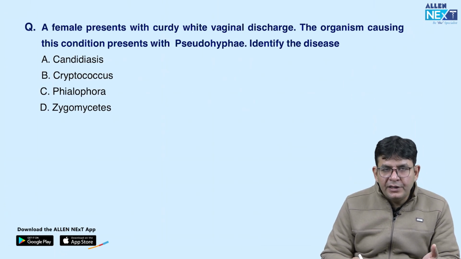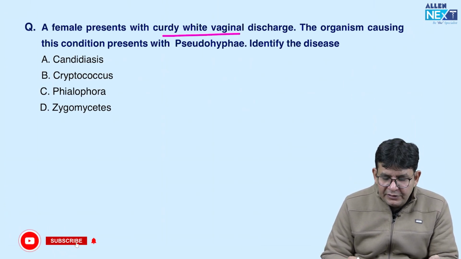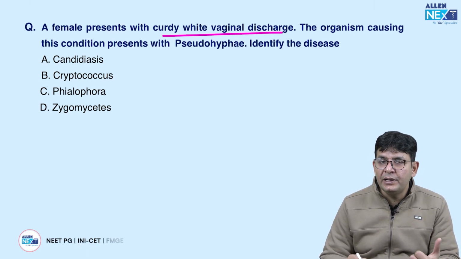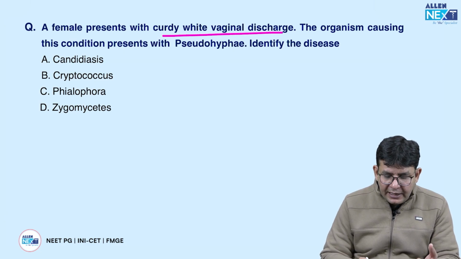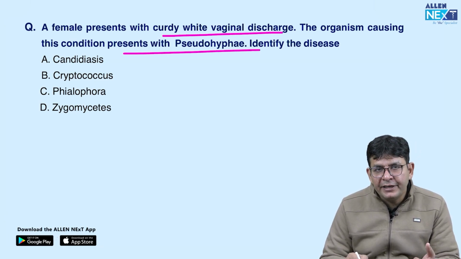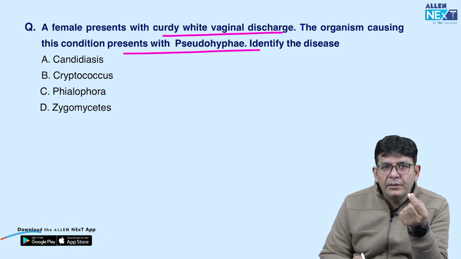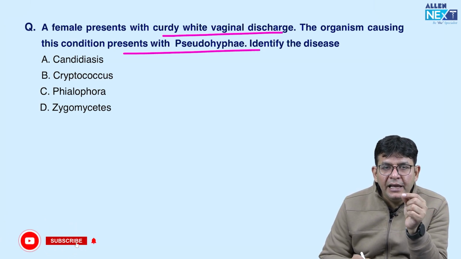Now, if it was the simplest question: a curdy white vaginal discharge, with the pH decreased in this particular one, caused by what? Candida albicans. Okay, and there is pseudo hyphae. Let me tell you regarding Candida albicans that this is a fungus which can show up in any form.